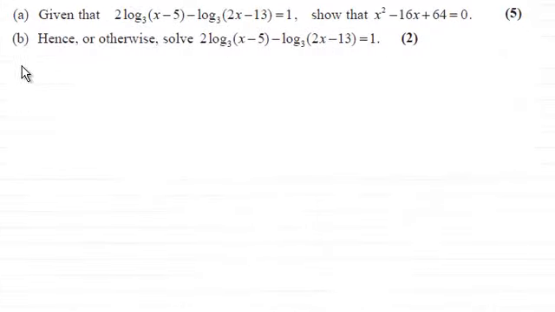Hi there. Now in part A we're given that 2 times the log of x minus 5 in base 3 minus the log of 2x minus 13 in base 3 is equal to 1. And we've got to show that x squared minus 16x plus 64 equals 0 for 5 marks. So at this point, if you haven't done this and would like to have a go at this question, I'll just give you a moment to pause the video.